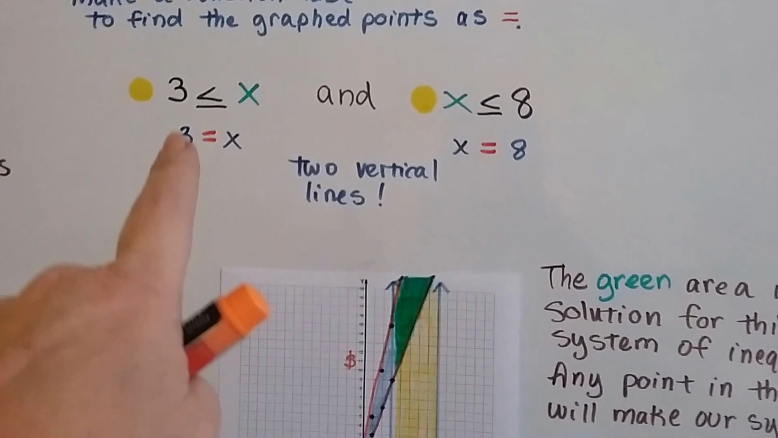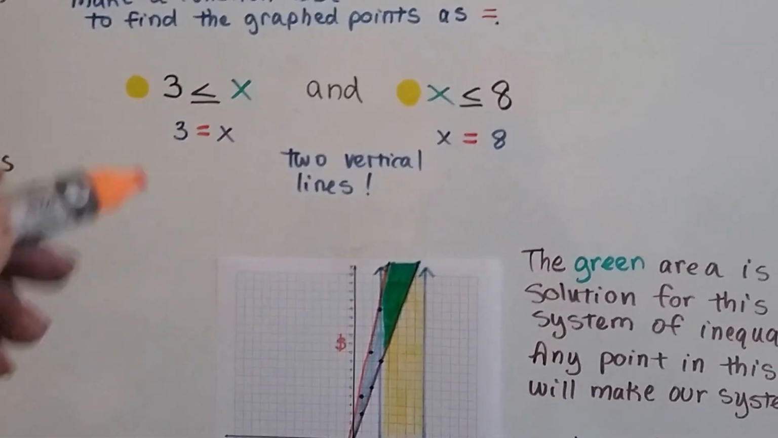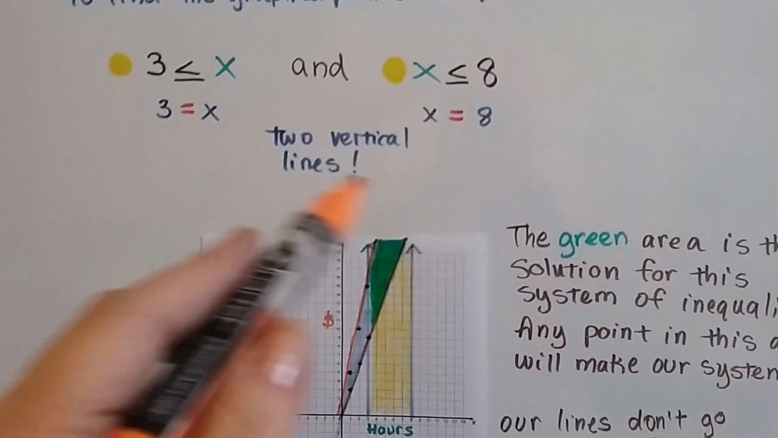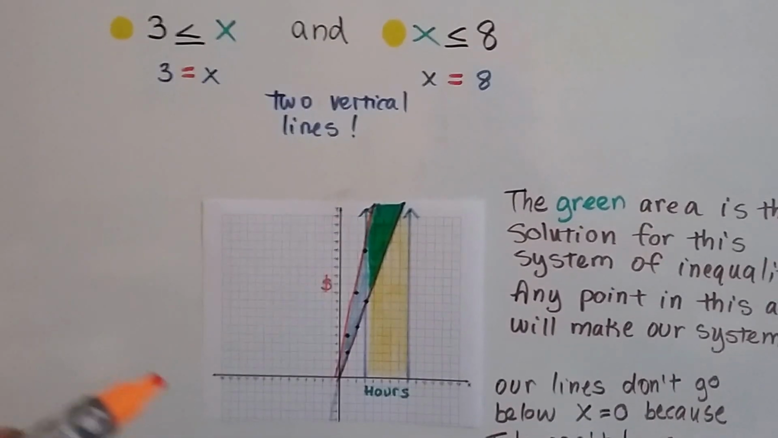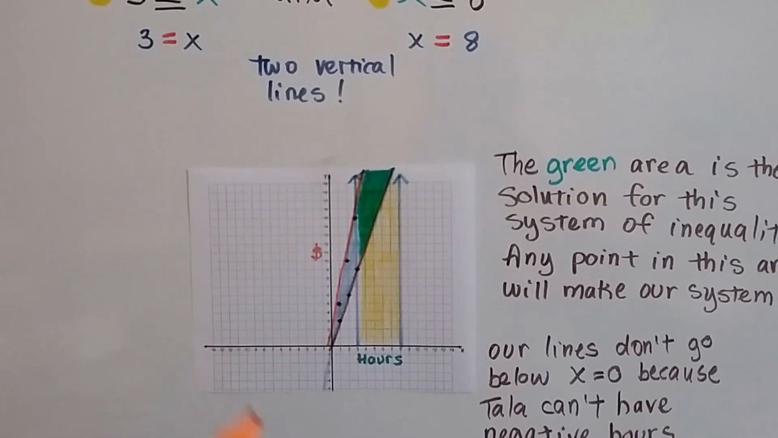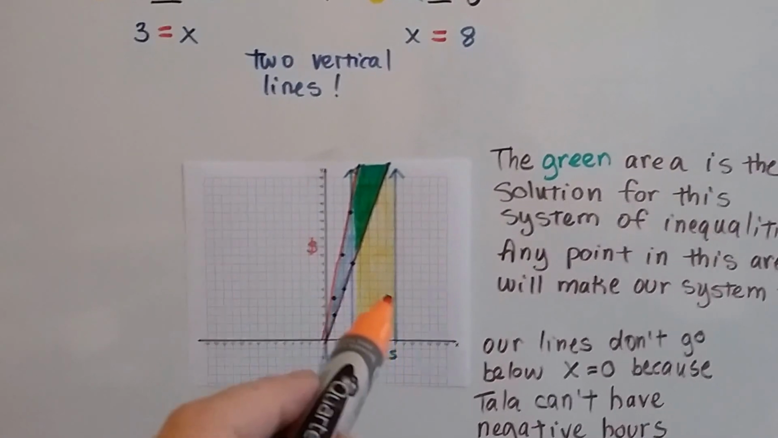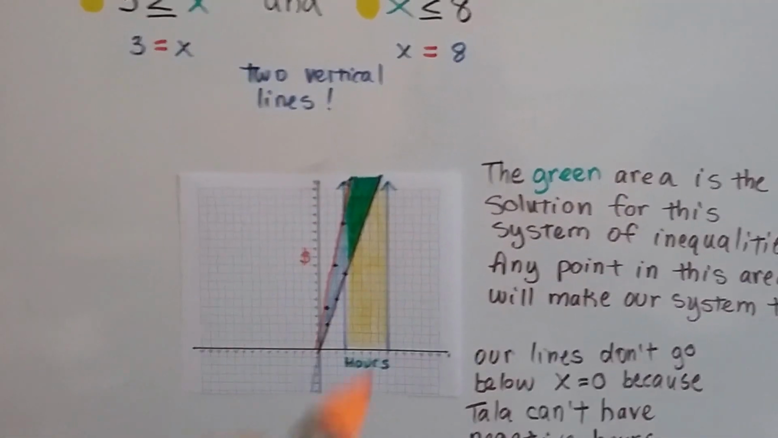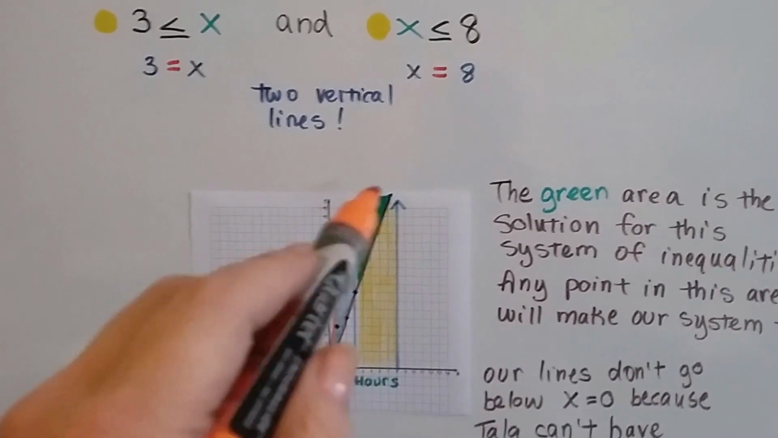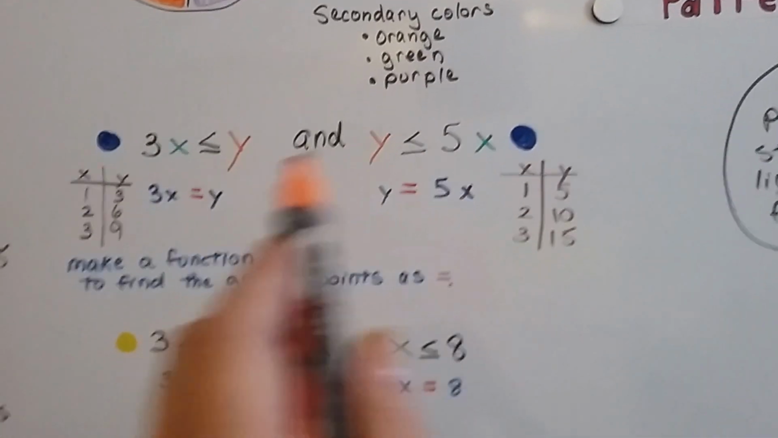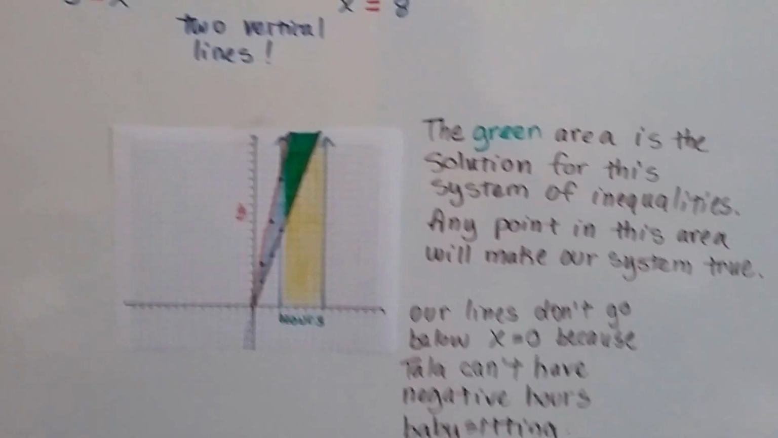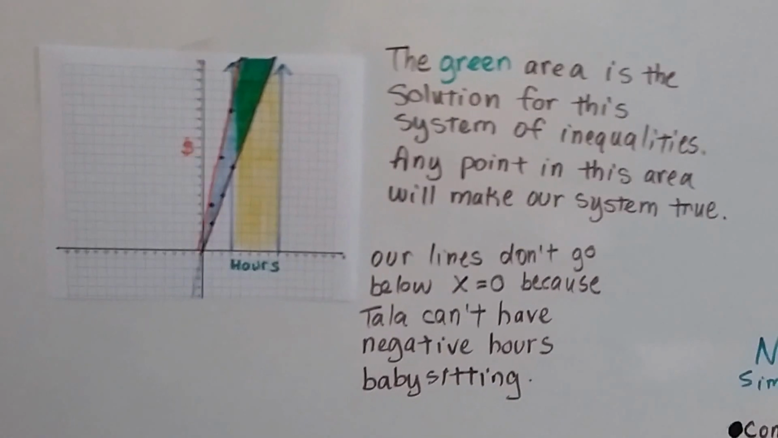And now this one, we set the inequality sign as an equal, so that means 3 equals x, and this one is x equals 8. Well, those are vertical lines. No matter what happens with x, it's going to be a 3, so it goes straight up. And no matter what happens with x, it's going to be 8, so it goes straight up. So for this inequality, it's going to be yellow. For these, it's going to be blue. And where they overlap, the green area is the solution for the system of inequalities.